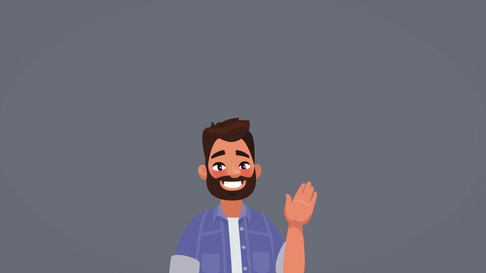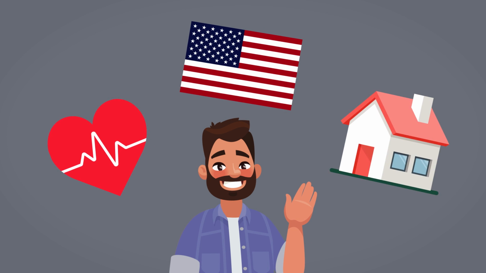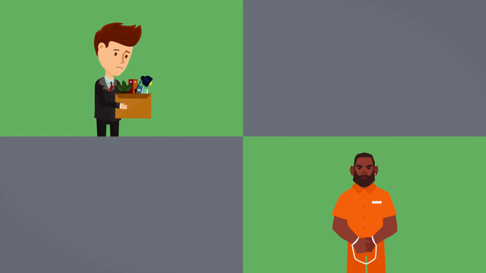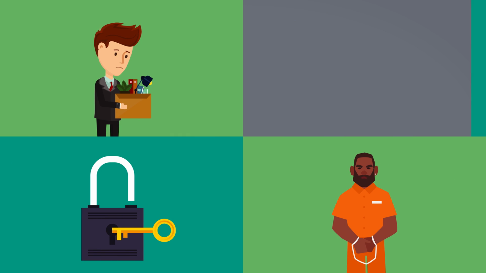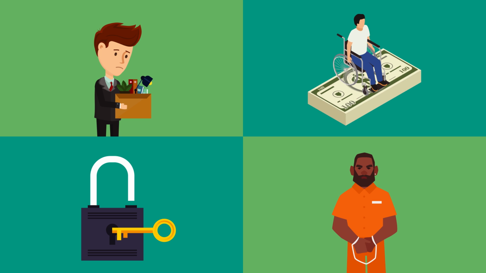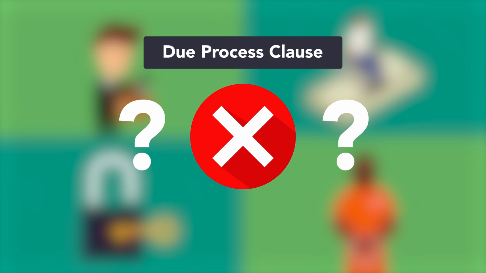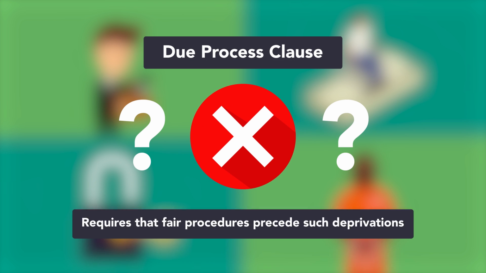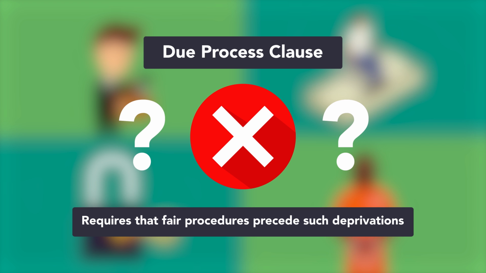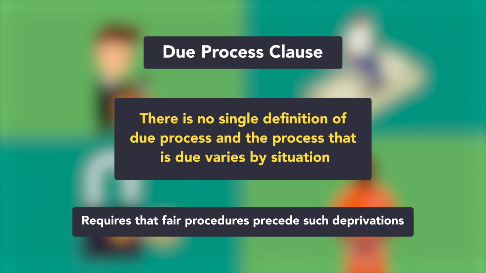Government action may deprive a person of interests in life, liberty, or property. A state may fire an employee from a government job, sentence a criminal convict to prison, revoke a prisoner's parole, or discontinue welfare benefits. The Due Process Clause does not necessarily prohibit such actions. Rather, it requires that fair procedures precede such deprivations. There is no single definition of due process, and the process that is due varies by situation.